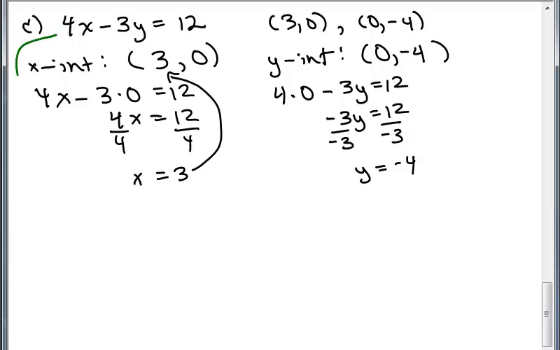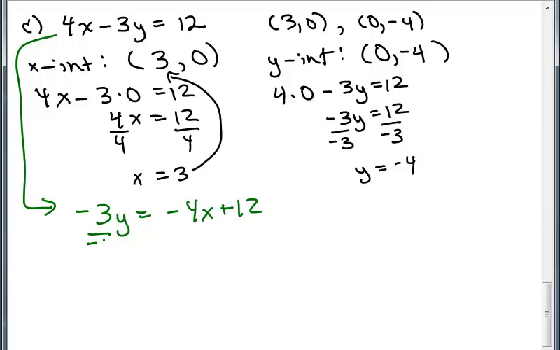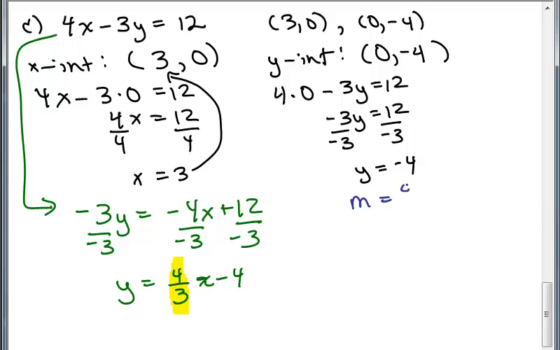You could just put this in slope-intercept form by solving for y. So if you did that, I would subtract 4x from both sides. Let me write this better. So I'd have negative 3y equals negative 4x plus 12, and then divide both sides by negative 3 to get y equals 4/3 x minus 4, and I can see the slope is 4/3. So that's one way to get the slope.